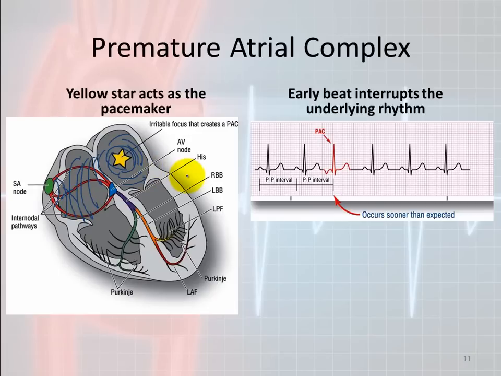How you identify it on the rhythm strip is you look at the right picture. As you can see, you have a standard P-to-P interval identified right here, and then you have another standard P-to-P interval that's supposed to occur right here, but as you can see, there is a premature complex there. That's where you get the premature. The reason it's called premature is because the P wave comes early in the cardiac cycle.